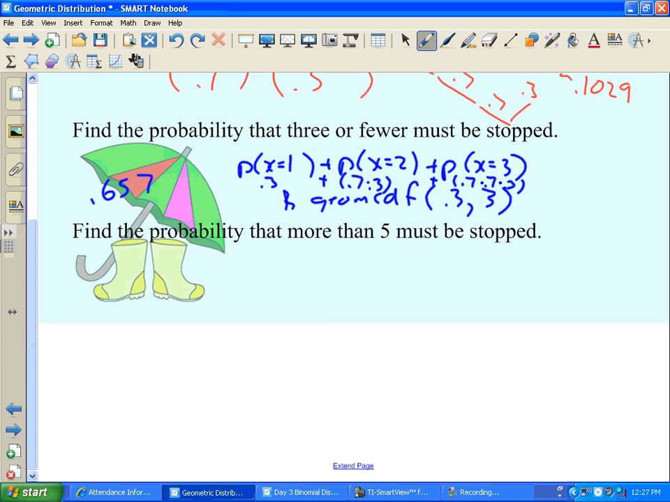Okay. How about this one? This is tricky for students. Find the probability that more than 5 must be stopped. Mr. Wood, you said we keep going until we find jumper cables. What's that? Well, couldn't the 7th person have them and satisfy that? Couldn't the 8th person have it and satisfy that? Couldn't the 9th person?